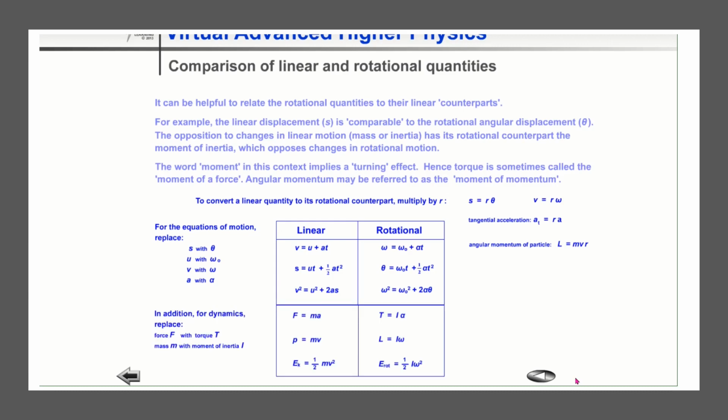In dynamics, we can replace F with torque and mass with moment of inertia, which gives us F equals ma becomes T equals I alpha, p equals mv becomes L equals I omega, and EK equals half mv squared becomes E rotational equals half I omega squared.